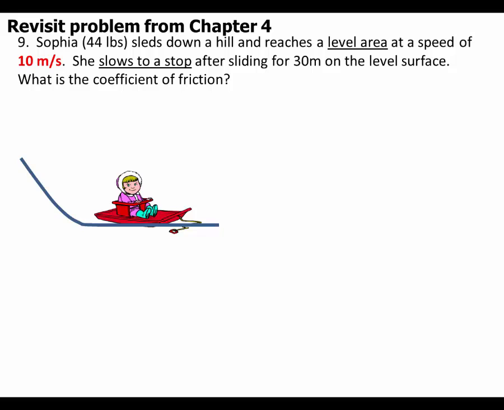So let's revisit a problem we did in the past. We had Sophia, who weighs 44 pounds, which is 20 kilograms, sleds down a hill and reaches a level area at a speed of 10 meters per second.